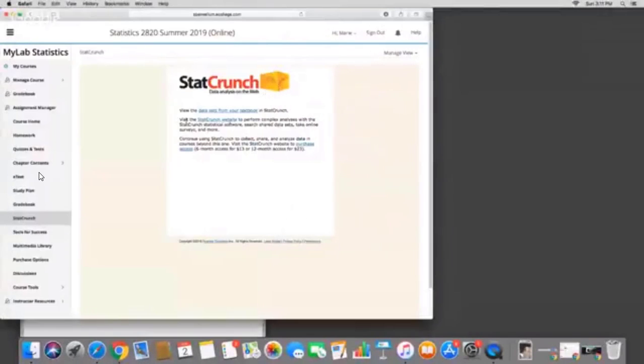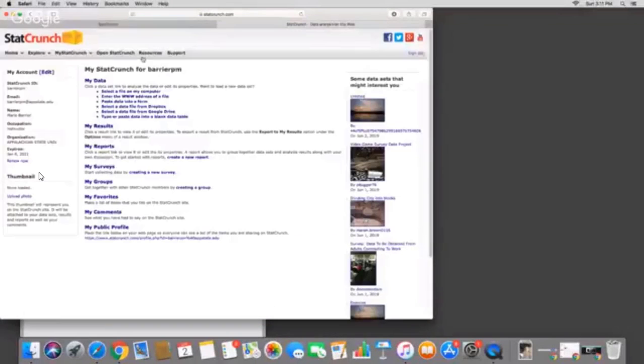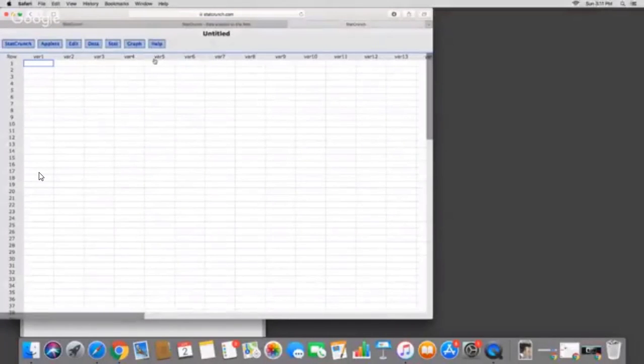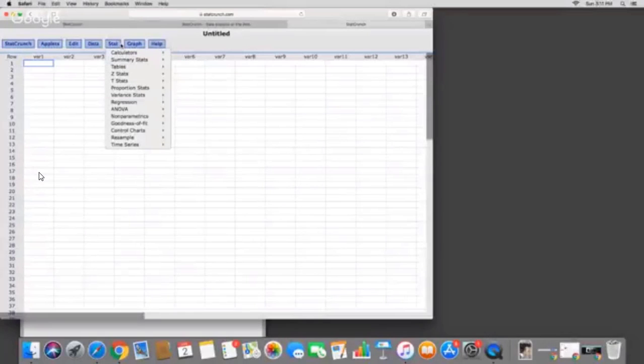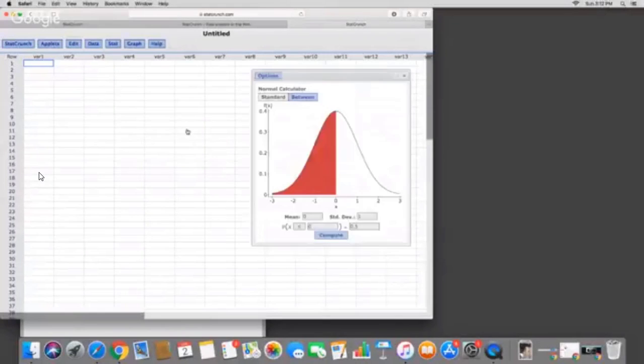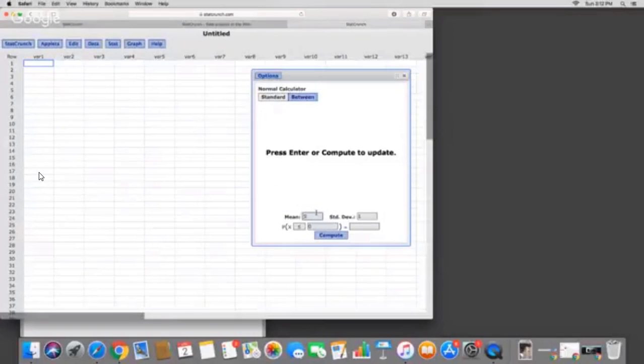So now let's go over to Pearson and pull up StatCrunch. StatCrunch is on the left, and I clicked on View StatCrunch website and then Open StatCrunch. Now I will click on Stat, Calculators, and I will go to the normal calculator. Over here we have mean. We're putting that mean of 500. Standard deviation, we can input 100.